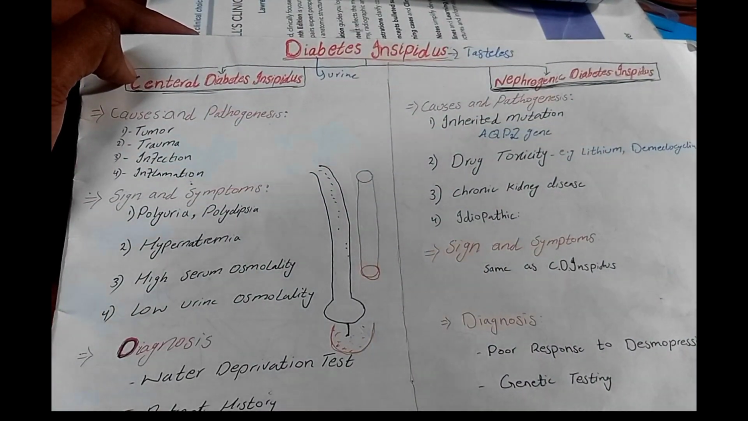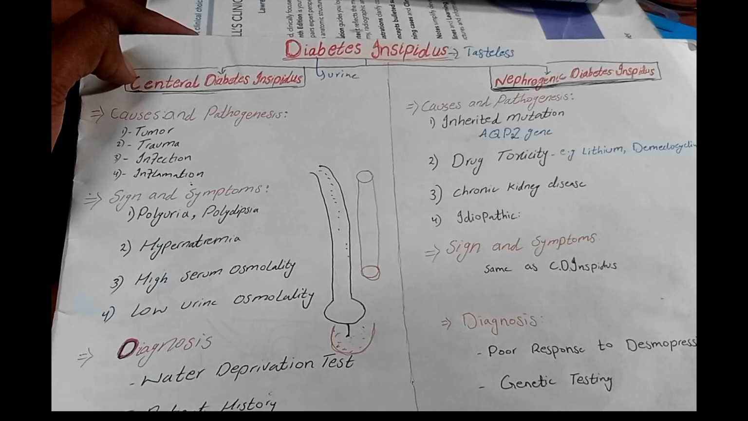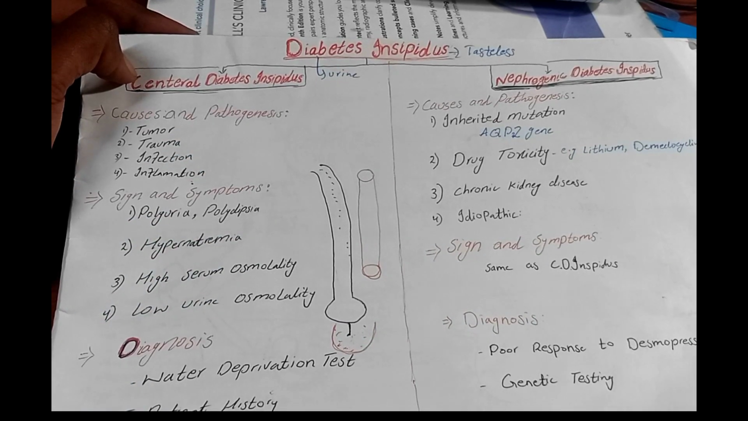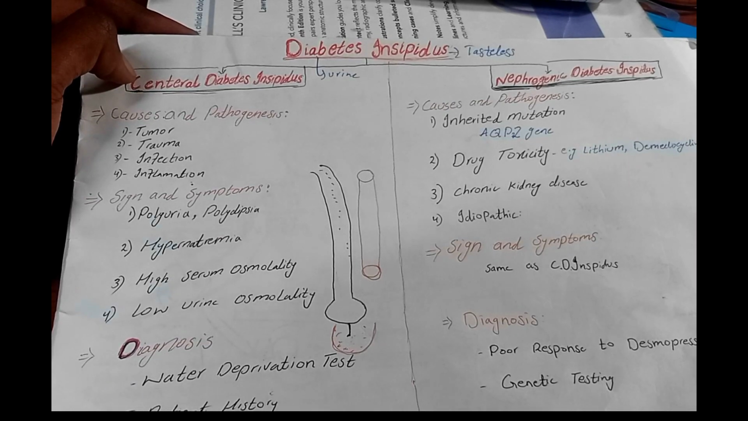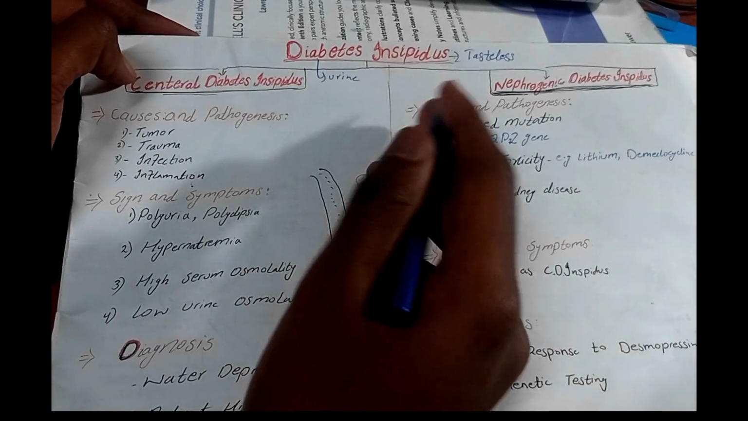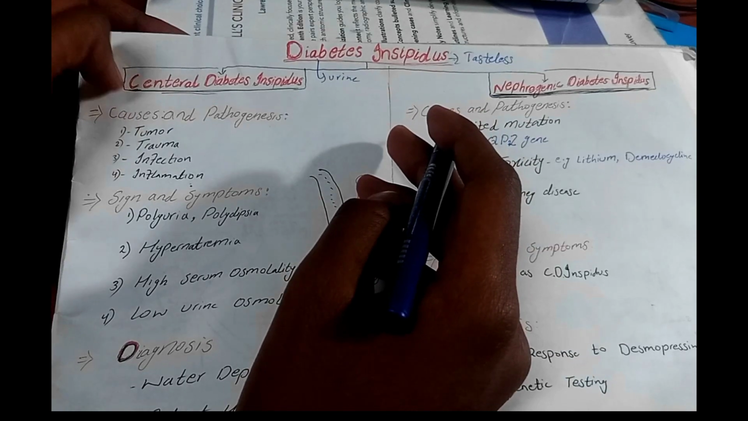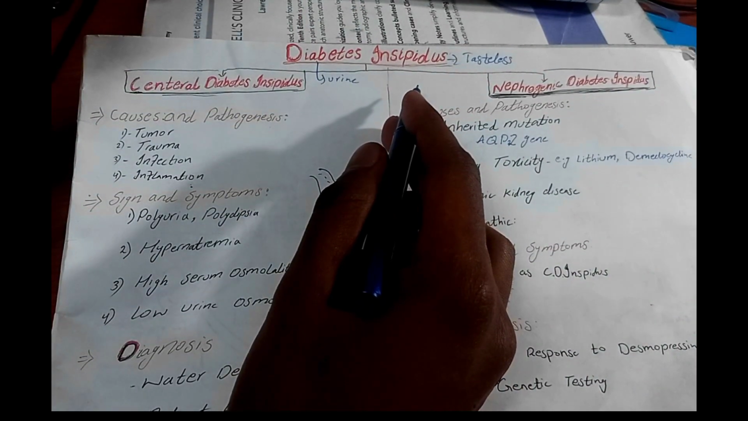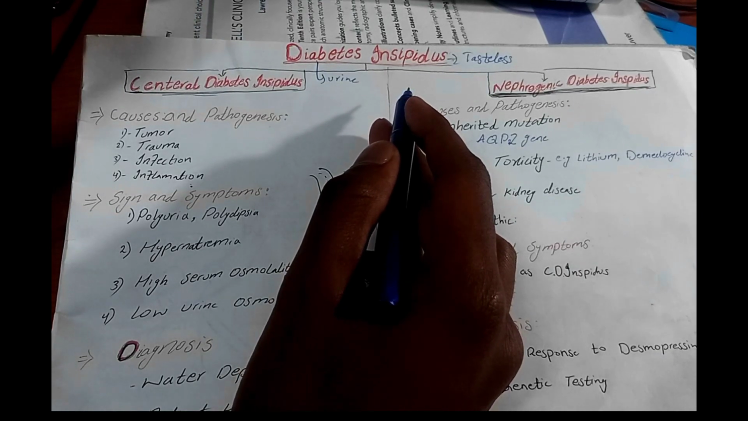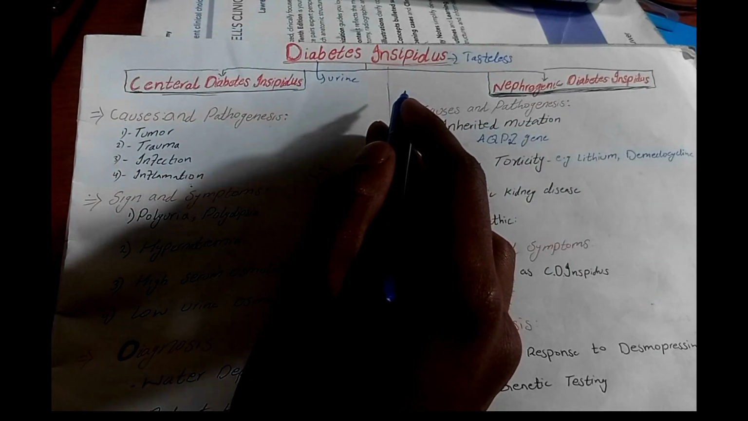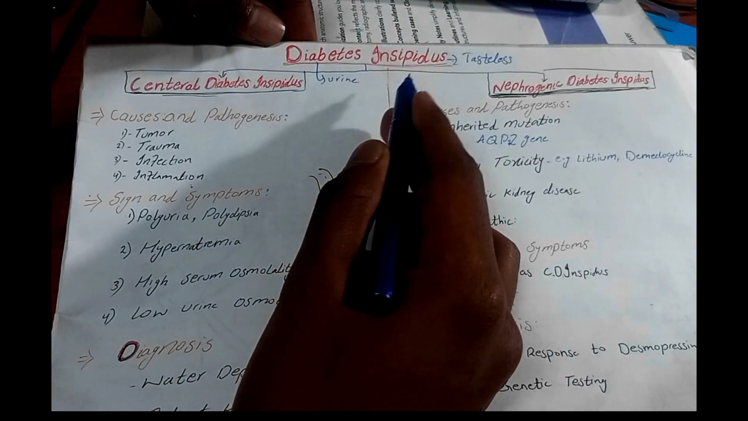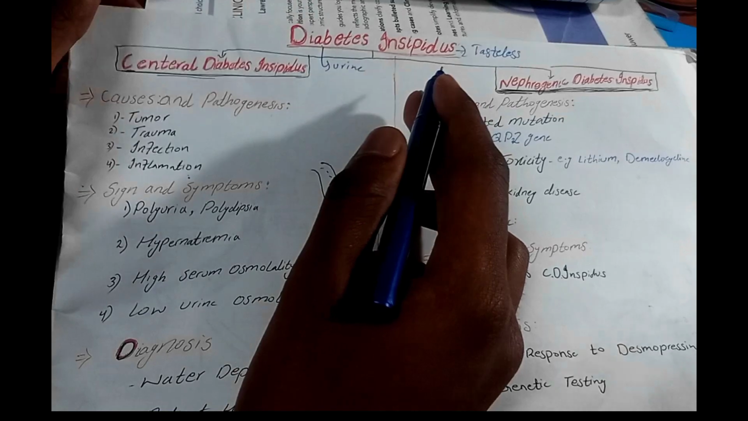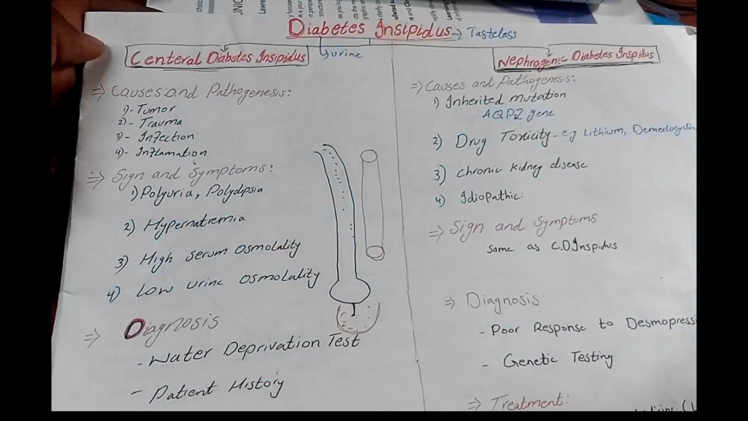On the opposite side, we see another condition which we call diabetes mellitus. Diabetes means urine, mellitus means sweet. So that is called sweet urine. This is called tasteless urine because in diabetes mellitus, glucose is present in urine. That's why this condition is called sweet urine, and in this condition, due to absence of glucose, we call it tasteless urine. This is the meaning of this word.